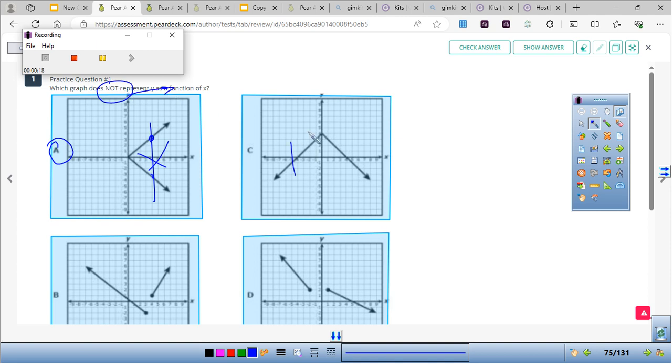That's what they want. This one crosses it once, once, once. It is a function, so they don't want that one. Once, once, once, once, once. Each time I draw a vertical line, it crosses the graph, the arrows, once. Those are functions, but they want the one that's not a function. So this is the one that is not, because it crosses twice.